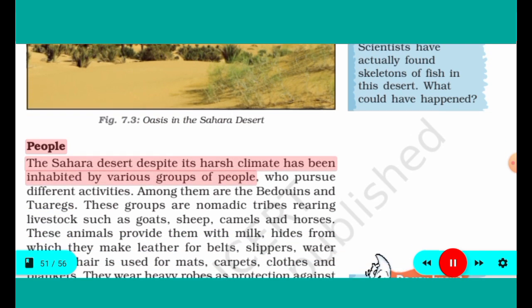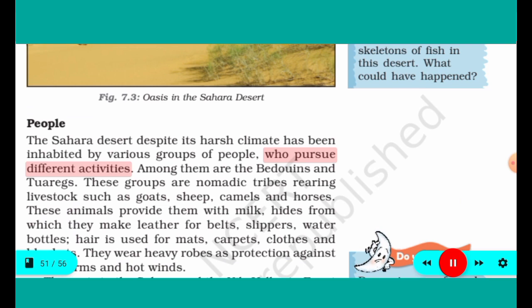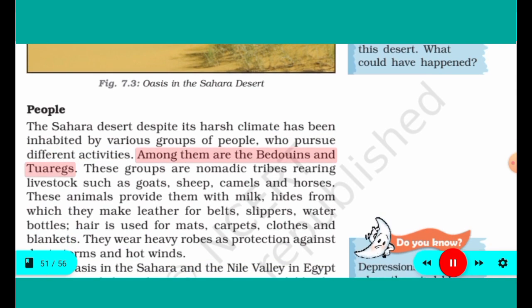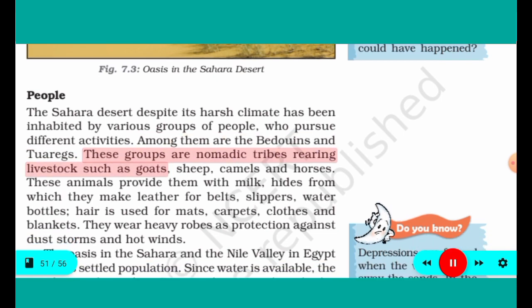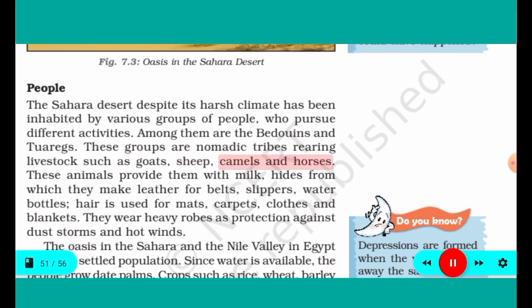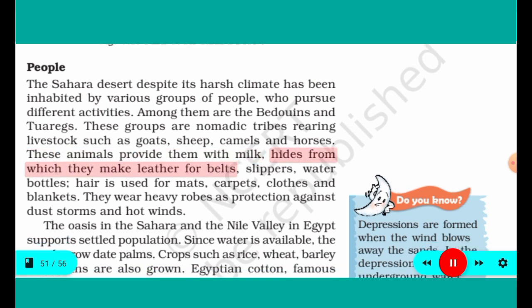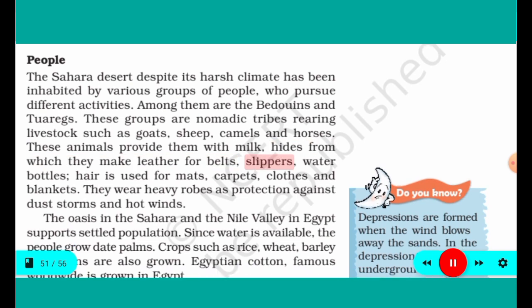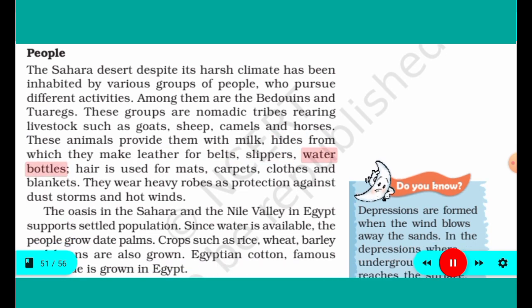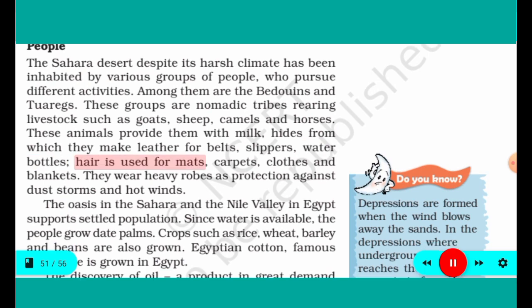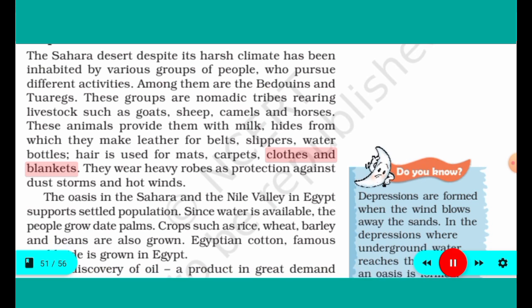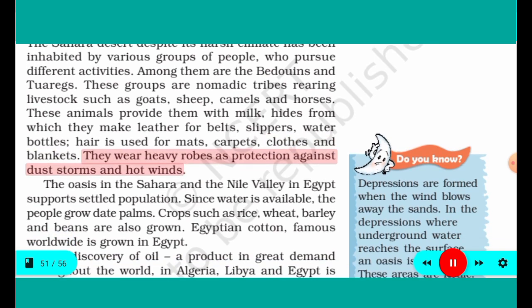The Sahara Desert, despite its harsh climate, has been inhabited by various groups of people who pursue different activities. Among them are the Bedouins and Tuaregs. These groups are nomadic tribes rearing livestock such as goats, sheep, camels and horses. These animals provide them with milk, hides from which they make leather for belts, slippers, water bottles. Hair is used for mats, carpets, clothes and blankets. They wear heavy robes as protection against dust storms and hot winds.